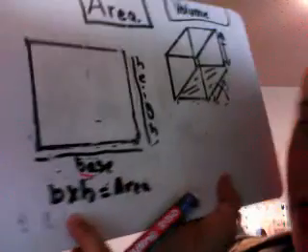It's actually pretty easy. To find it out, you need a ruler, and you need a question which asks you to find the area and the volume. To find the area, there is a formula, and that is B times H. B times H equals area. That's how you find out the area.